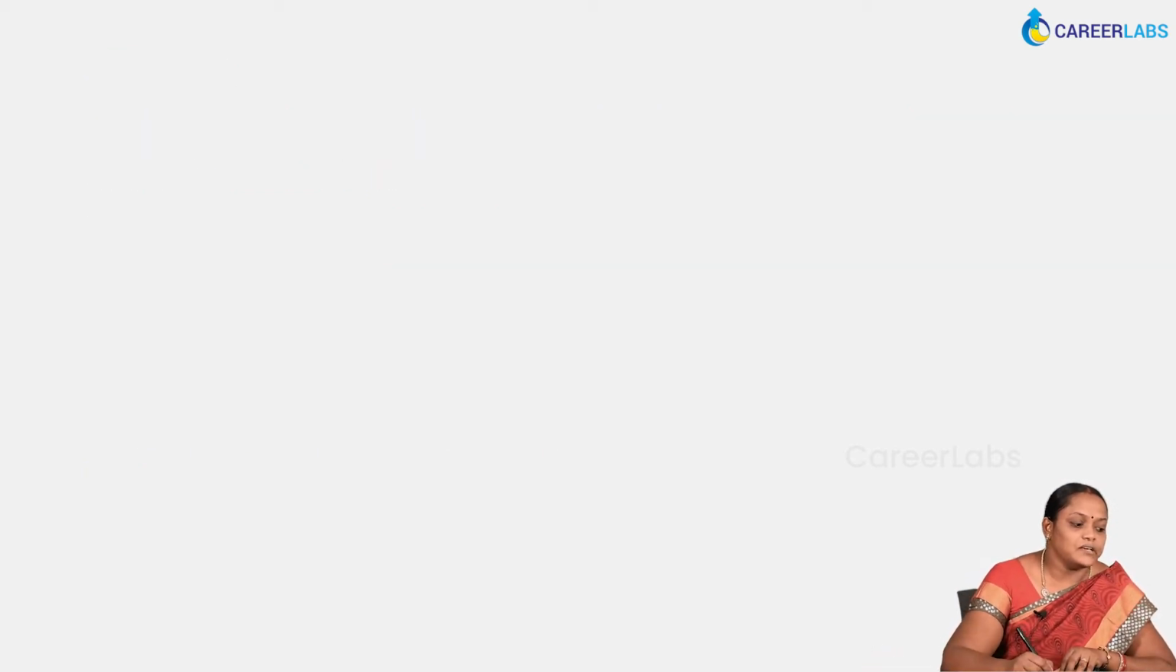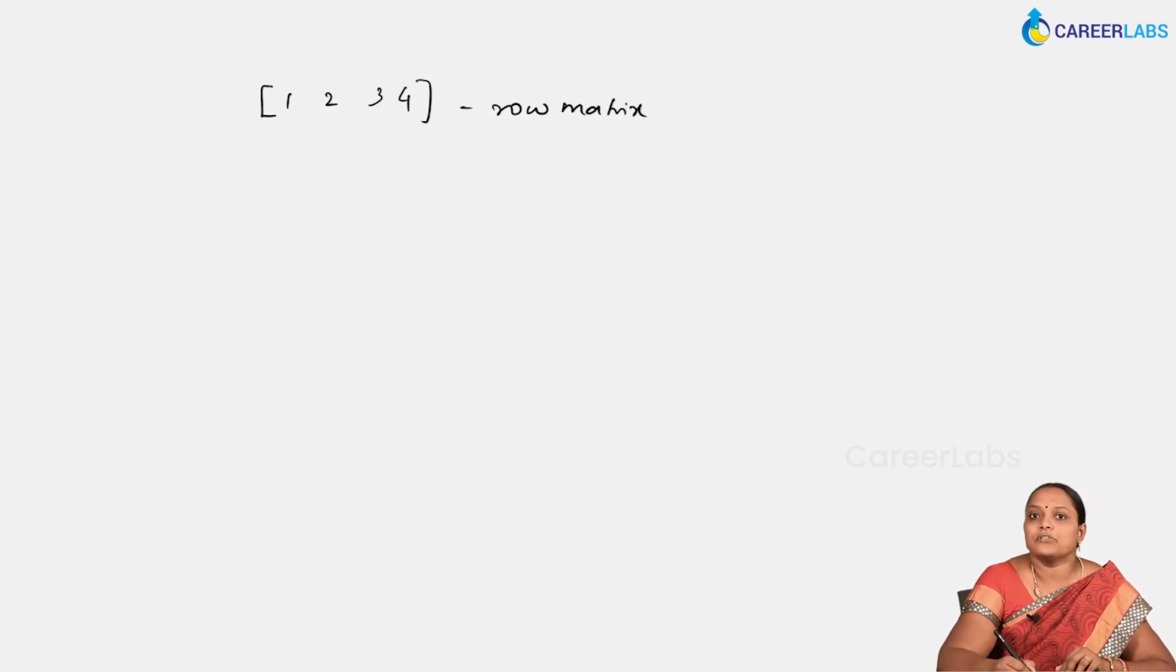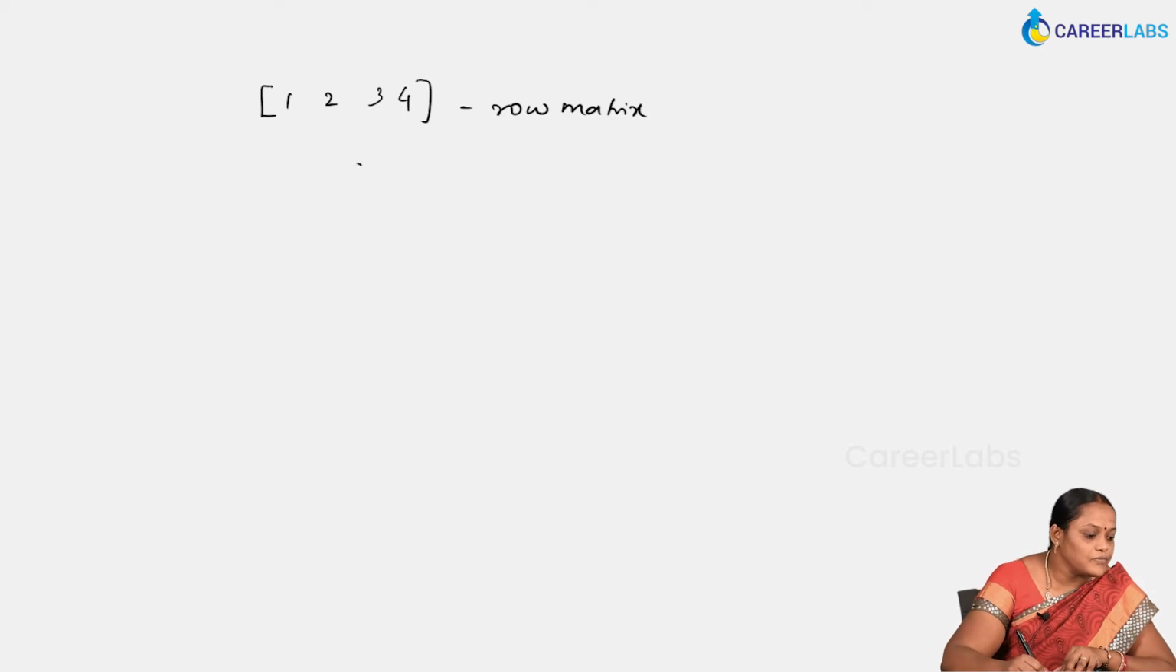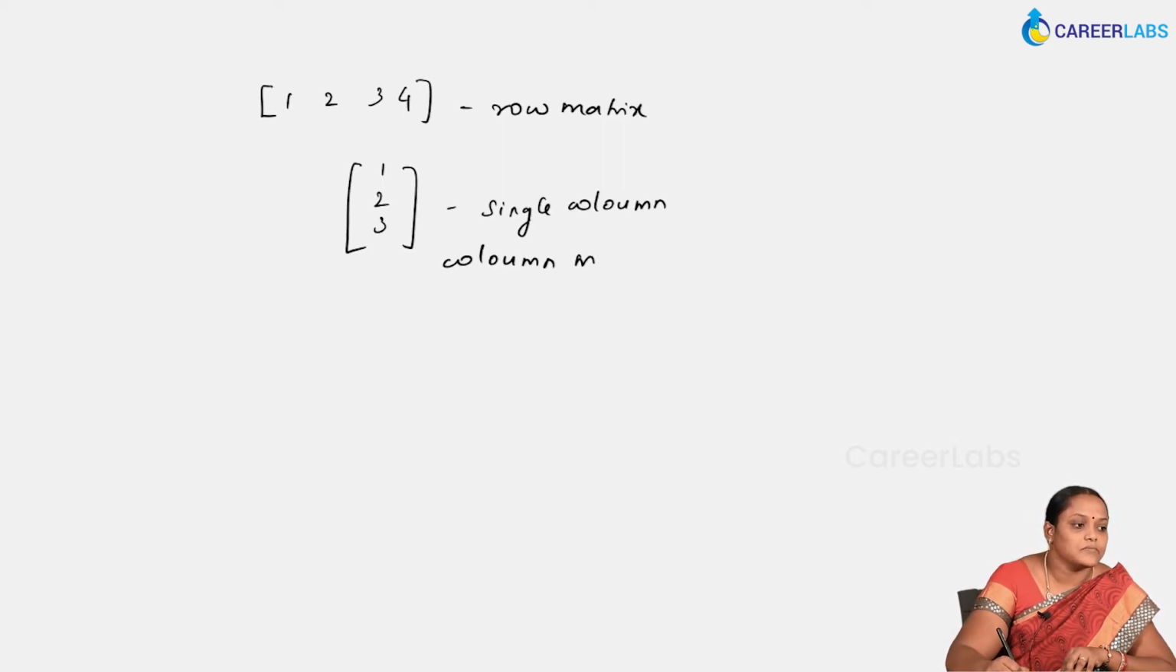If a matrix has only a single row, for example 1, 2, 3 and 4, then we call it a row matrix. If the matrix has a single column, for example 1, 2 and 3, this is a column matrix.